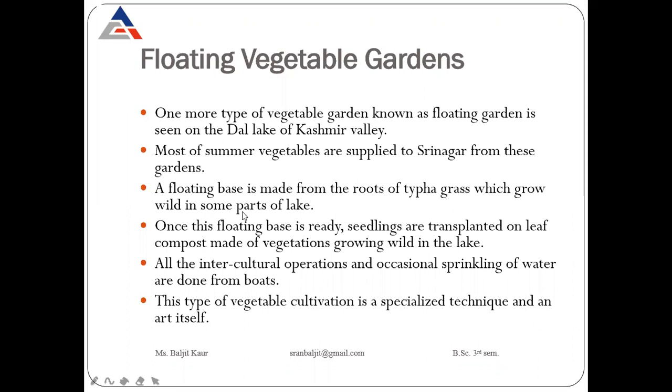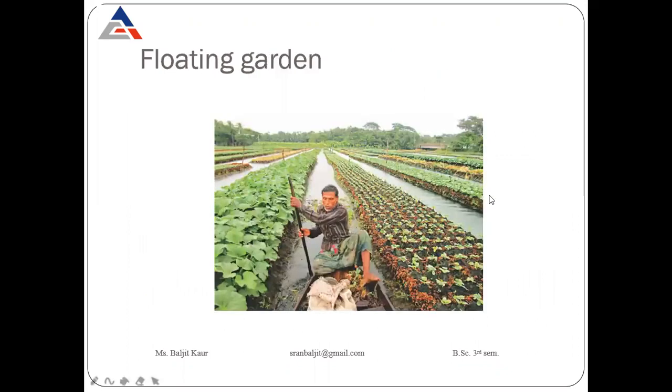So you can see the example of floating vegetable gardens, right? This type of vegetable garden is done in Dal Lake of Kashmir Valley, in a lake, and there is a grass known as typha grass, which forms the base of these vegetables, and on this base these vegetables are grown, and then all the intercultural operations are done through boats, right? And then when these crops mature, they are harvested and used for different cooking purposes, right?